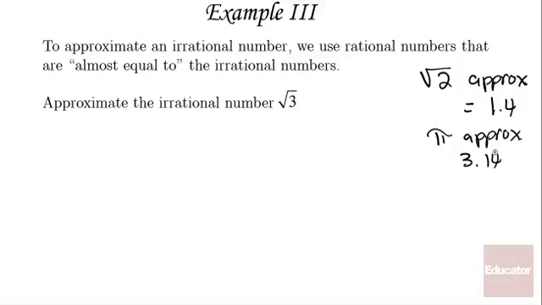Okay, approximate the irrational number, the square root of 3. I can approximate that. The square root of 3 is approximately equal to 1.73. So if I needed to work with that number, I could just go ahead and, in most cases, use 1.73. There could be some cases where I need to take it out to a farther place.